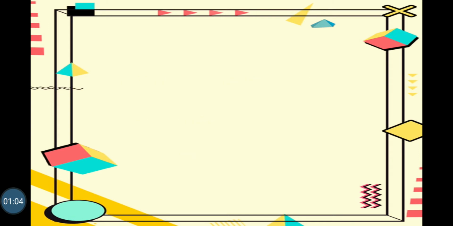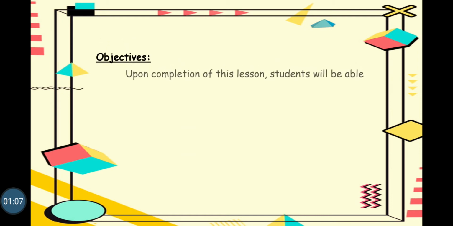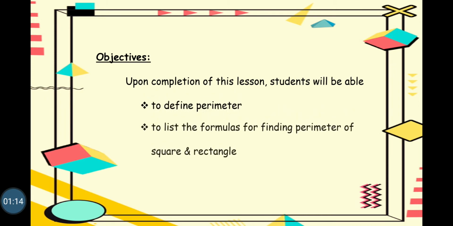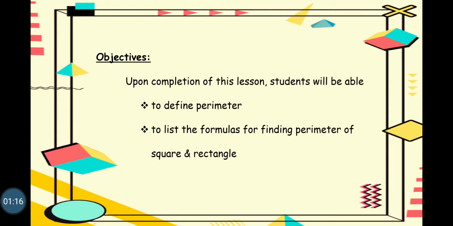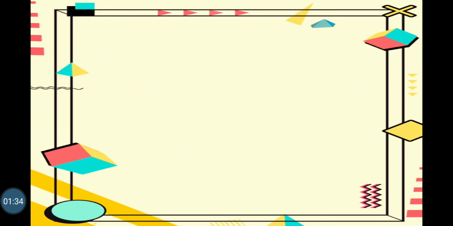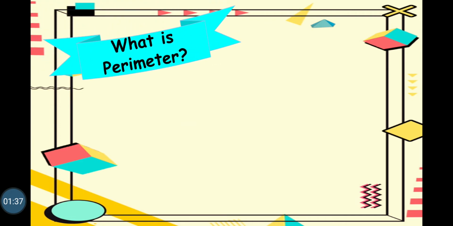The objectives of our today's lesson are, upon completion of this lesson, we shall be able to define perimeter. We shall be able to list the formulas for finding perimeter of square and rectangle. And we shall be able to determine the perimeter of square and rectangle. So, I hope you all are ready to learn. So, let's start learning. What is perimeter?